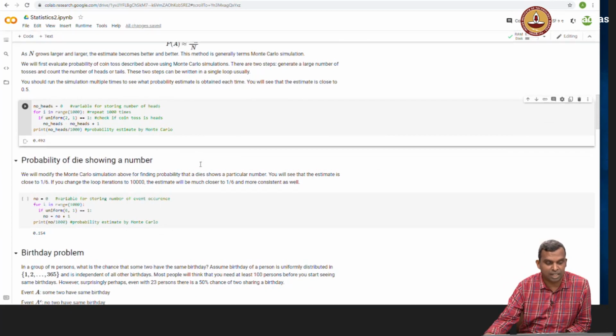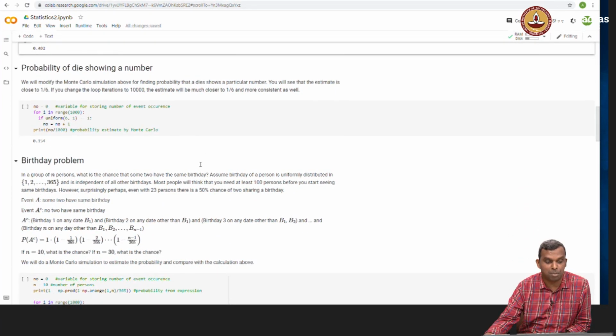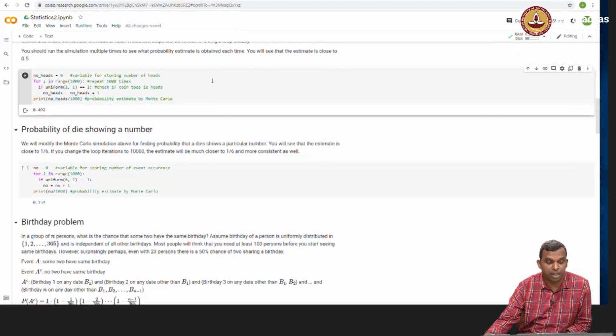So let's once again do probability of a die showing a number. Maybe you thought coin toss is too easy, so we can modify the Monte Carlo simulation. So what I would do for any Monte Carlo is copy this, paste it, and make it number instead of number of heads so that it's neutral enough, right? Number equal to 0, variable for storing the event occurrence.